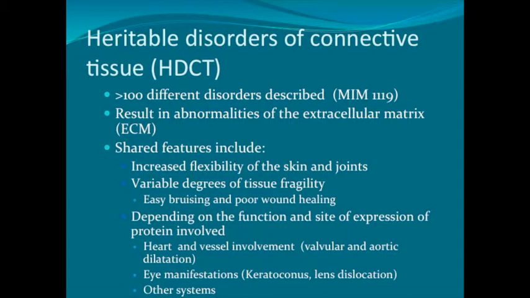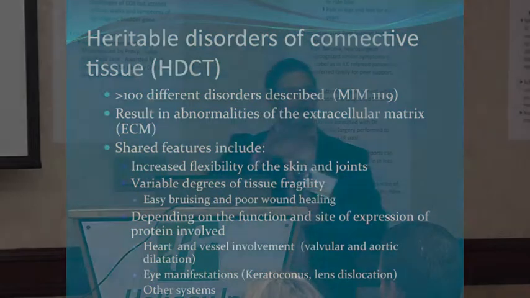Shared features that will make a patient be classified into this major group of connective tissue disorders and maybe be referred to a genetics clinic for evaluation would include features like you see here: the increased flexibility of the skin and joints, variable degrees of tissue fragility that will include easy bruising or poor wound healing, either or both. And depending on the function and site of expression of the protein that's involved, we may have additional tissues involved, such as the heart, the vessels, eye, and other systems, which may explain in part the variability that we're seeing.